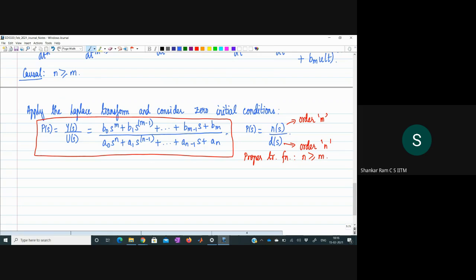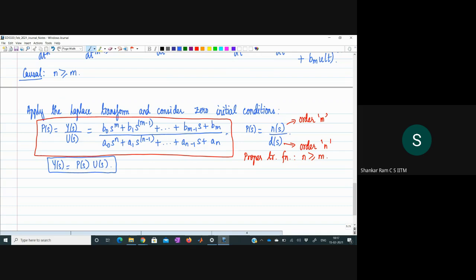Anyway, we essentially consider the ratios of the two polynomials. If n is strictly greater than m, then we have a strictly proper transfer function, right? So what happens is the following. This is the definition of the transfer function. If we cross multiply, we get y of s equals p of s times u of s. Then we will be able to see the advantage of using the transfer function.